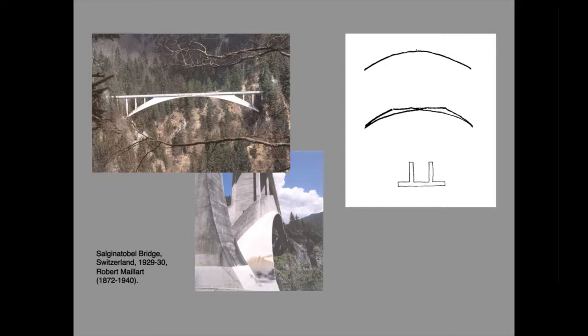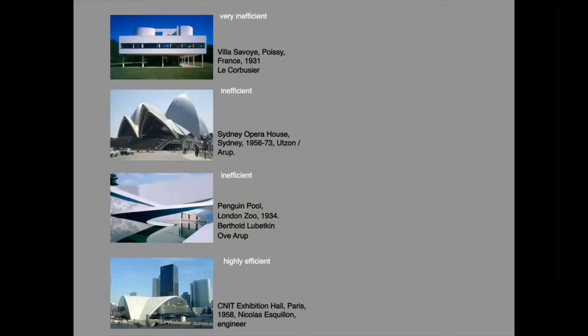To illustrate the effect of form on efficiency, let's look first at four very famous buildings: the Villa Savoye by Le Corbusier, the Sydney Opera House by Jørn Utzon, the Penguin Pool Ramps at London Zoo by Berthold Lubetkin, and the CNIT Exhibition Hall in Paris by Nicolas Esquillan.